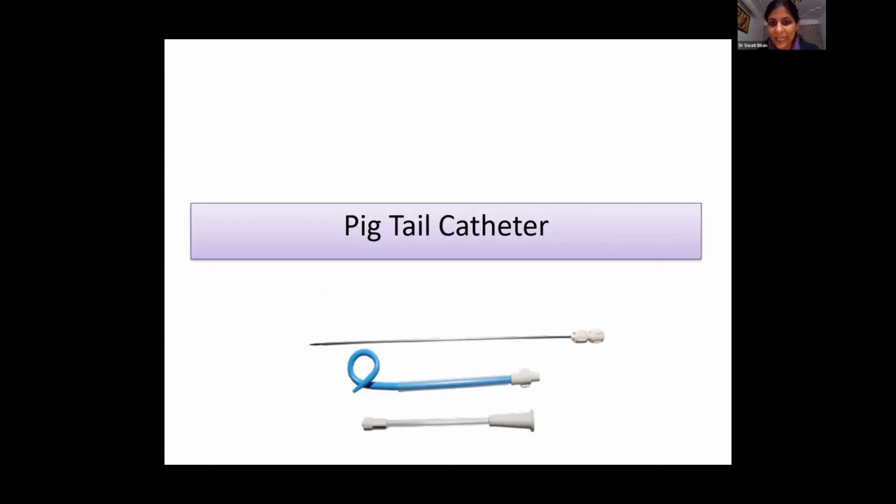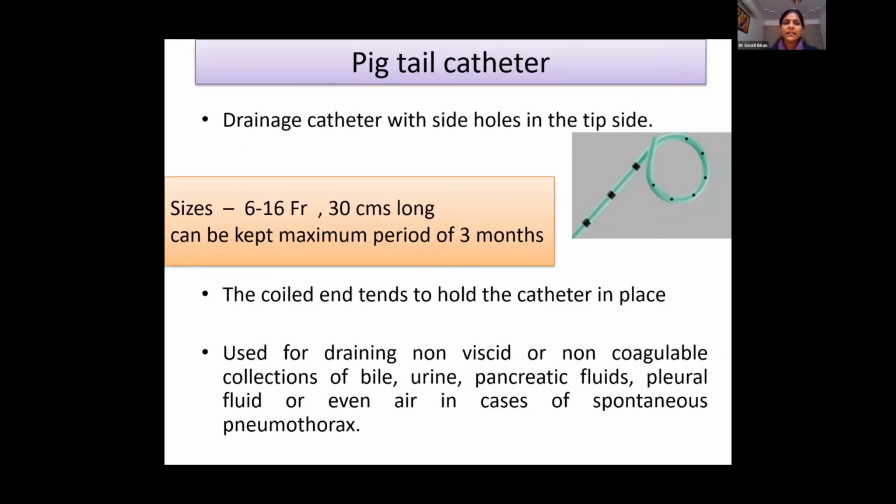Coming to the last, pigtail catheters, which we most commonly see in the palliative setup. They are drainage catheters, they have side holes on the tip side, and one end is coiled and resembles a pig's tail, and hence it is called a pigtail catheter. The sizes available are 6 to 16 French, 30 centimeter long. They can be kept for a maximum period of 3 months.